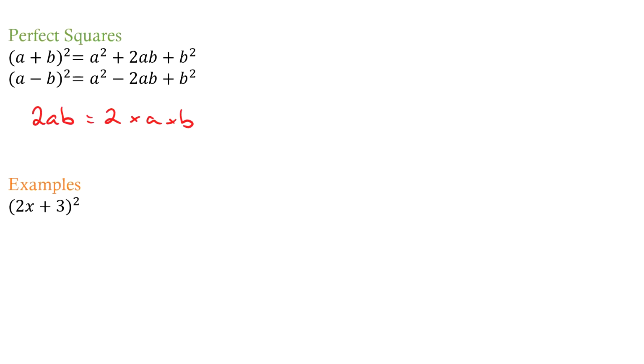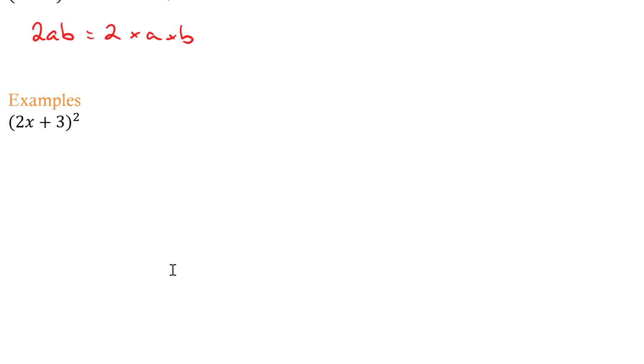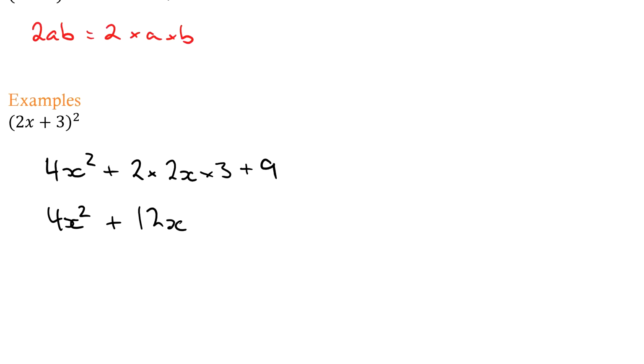So if we go down to our example, I'm going to square my first term, so I end up with 4x squared. Because there's a plus in the middle, I know I'm going to use plus here, and then it's 2 times 2x times 3, and then we get plus 9 at the end. So 4x squared plus 12x plus 9. Here was our a squared, here was our 2ab, and here was our b squared.